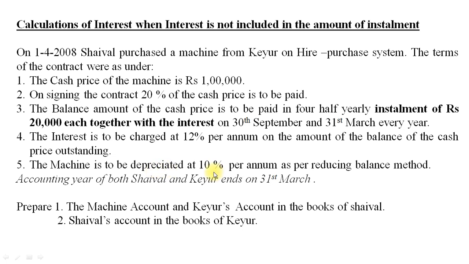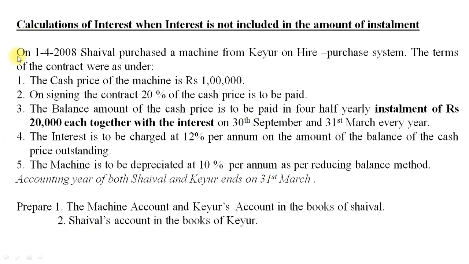Interest is charged at 12% per annum on the amount of the balance of the cash price outstanding. Machine is to be depreciated at 10% per annum as per reducing balance method. Accounting year for both Shaival and Keyur ends on 31st March. Prepare machine account and Keyur account in the books of Shaival and Shaival account in the books of Keyur. So my dear students, here the accounting year starts from 1/4/2008 and definitely it is going to end on 31st March 2009, and the next year will start on 1/4/2009 and will end on 31st March 2010. So our accounting year is from April to March.